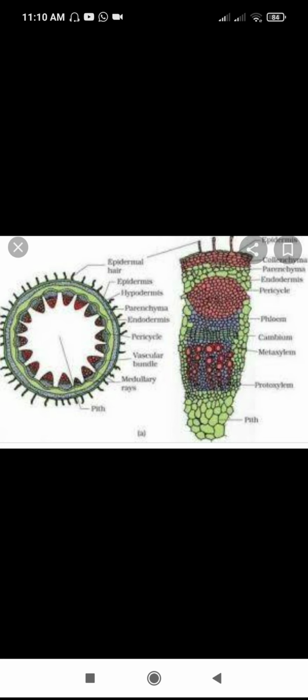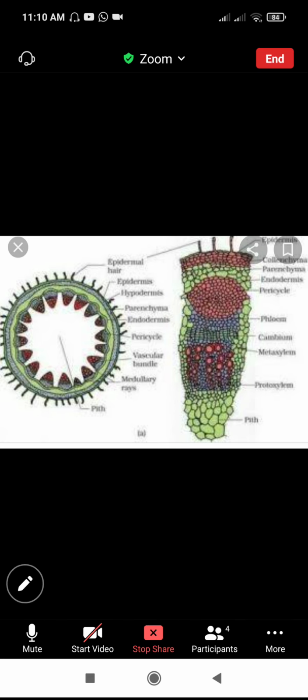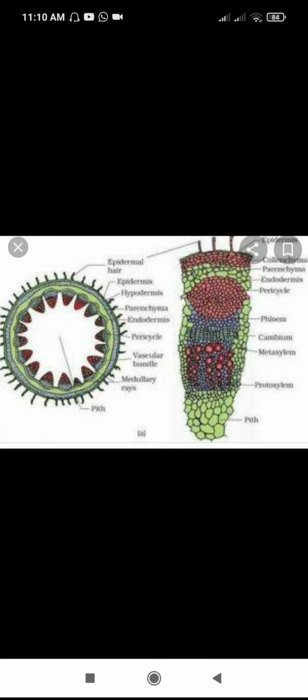It has three parts. First one is the epidermis, second one is the cortex, and third one is the vascular cylinder. First we will discuss the epidermis.